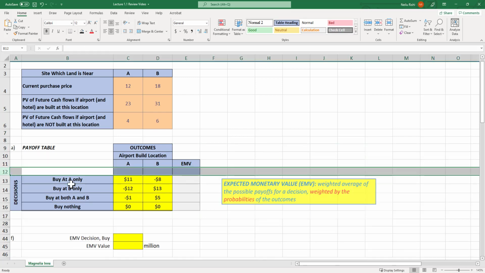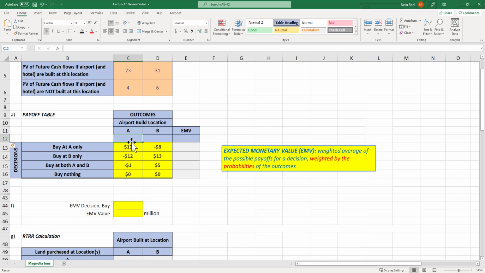So I'm just going to add a row here. And we had probabilities of 40% for A and 60% for B. Or alternatively, I could go as equal to 1 minus the 40%, as they should add up to 100%.